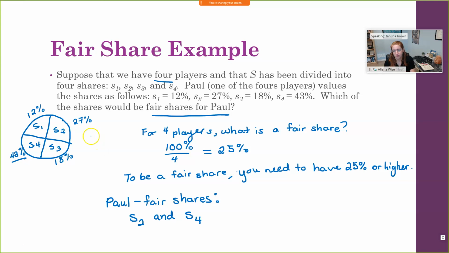So the other ones don't count because they're lower in percentages. Correct. So if he got S1 or S3, he wouldn't feel like he had a fair share. So those would not be considered fair shares, and we could not use them. Okay? So basically just S2 and S4 would work for Paul. That's it. Okay. Questions on that one?